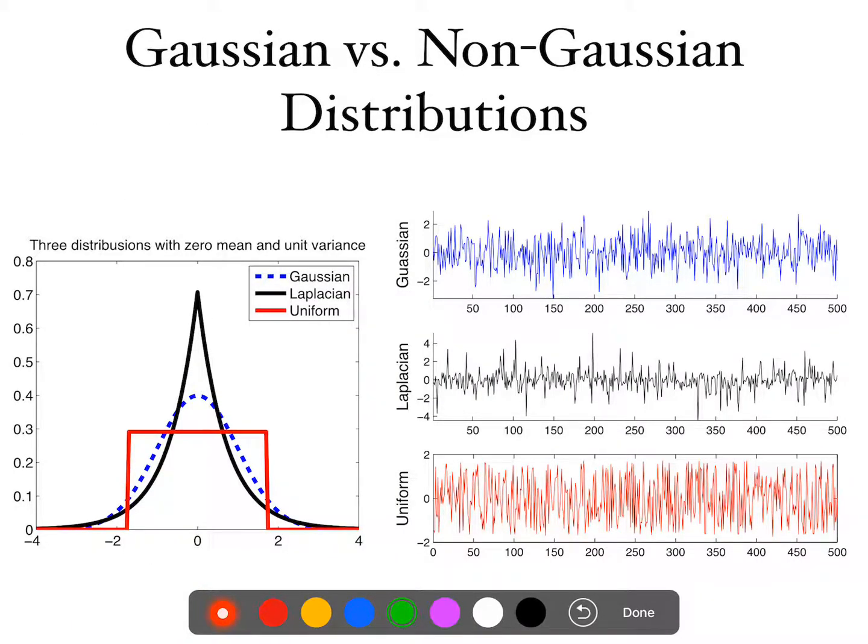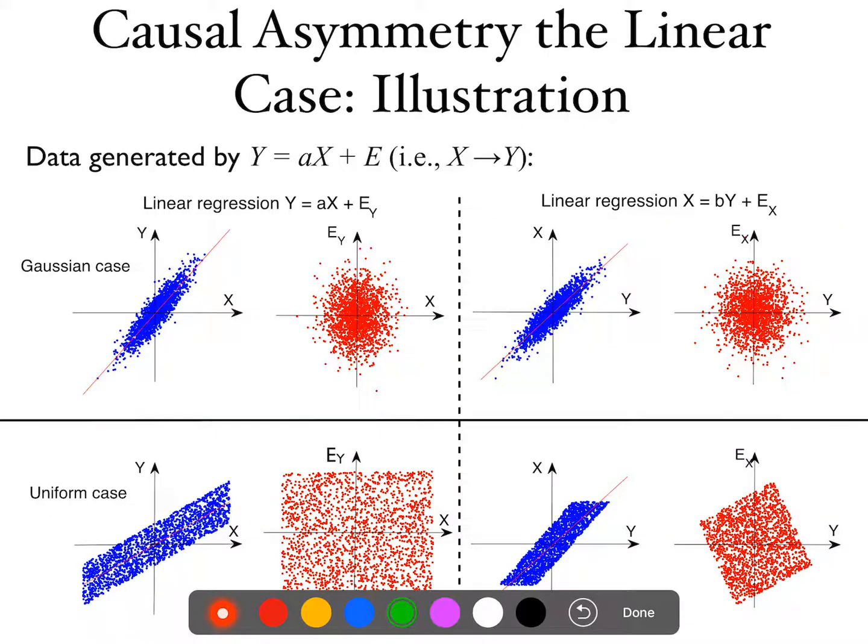Okay, so here you can see different distributions. We have a Gaussian distribution. All of them have the same mean and variance. This is the Gaussian one, and this is Laplacian, this is uniform. Very different.